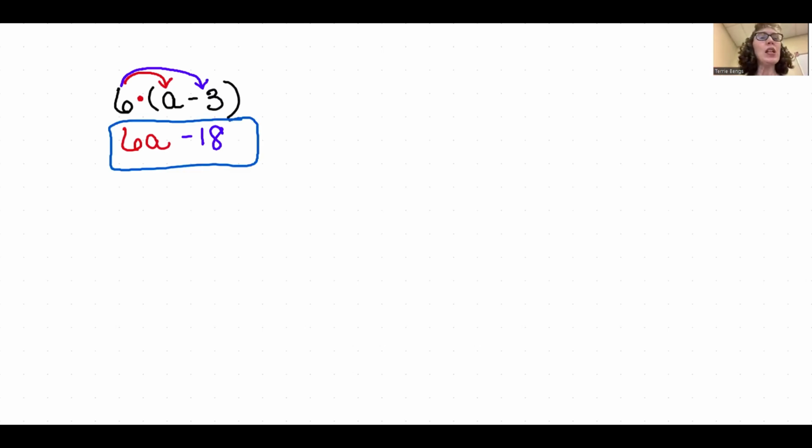Okay, so let's look at another one here. This time we're going to look at -2 parentheses 2x plus 1. The same thing applies here. We are going to use the distributive property. So I'm going to put a little dot, or what we call a multiplication sign, between the -2 and the parenthesis. That helps me to remember that when I distribute, I'm going to multiply.